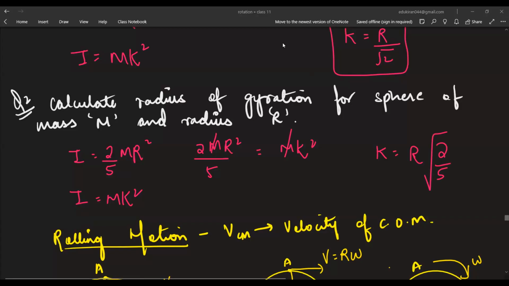Write it, then we'll start with rolling motion. That is the last topic for this chapter.